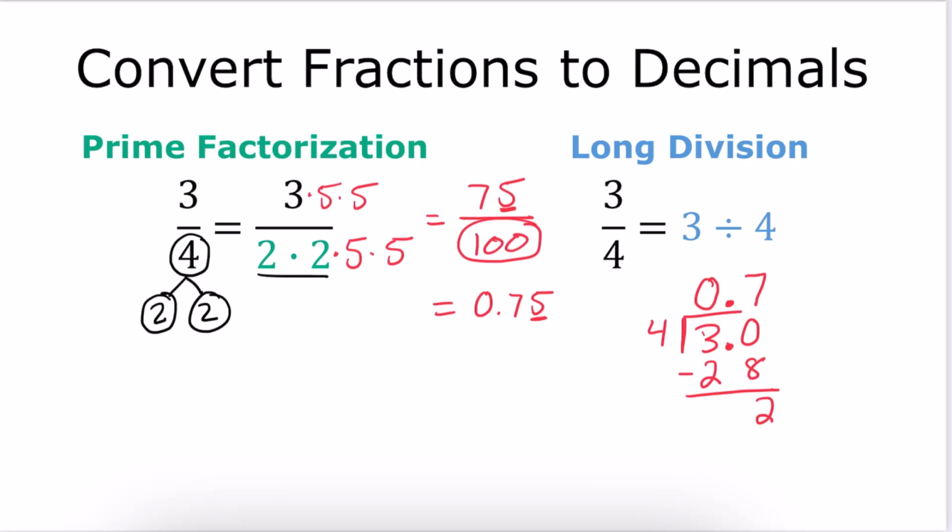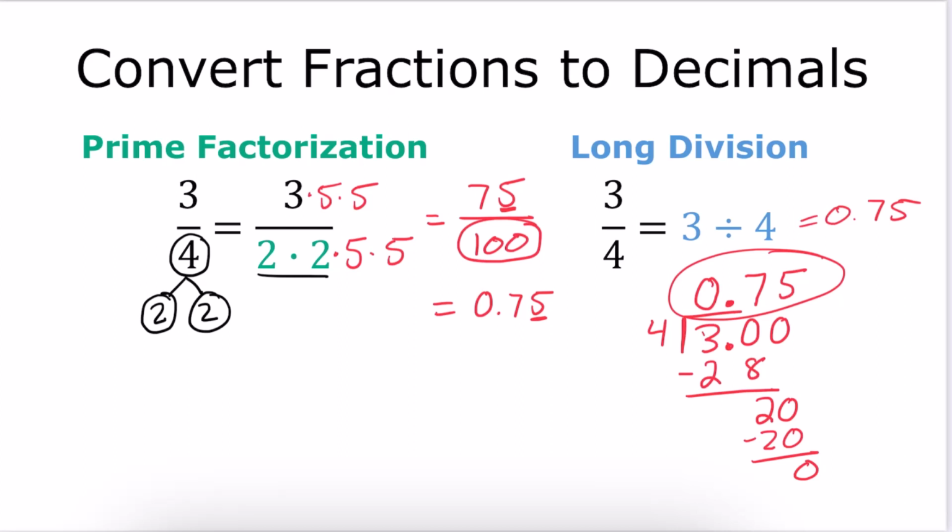Well, I can take those 2 tenths and convert them to the next place value, and that gives me 20 hundredths. And if I divide 20 hundredths into four groups, I get 5 hundredths in each group. And that takes care of all 20 of my hundredths, so I have a remainder of 0. And once you have a remainder of 0, that tells you that long division is done. And so the equivalent decimal would be 0.75. So that's how you can convert fractions to decimals.